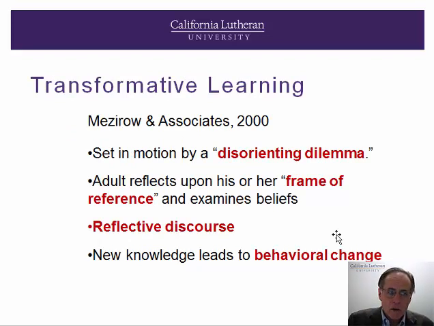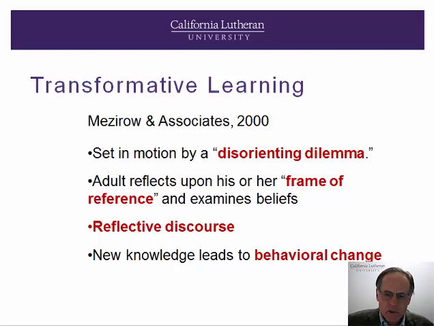Let me summarize our discussion by sharing with you Mesereau and Associates' theory of transformative learning. Transformative learning is set in motion by some disorienting dilemma. What he meant by disorienting dilemma was that something that the client experienced, a problem or concern, they didn't know how to solve. Their knowledge base or their cognitive process wasn't sufficient to deal with the dilemma or to get beyond a concern.